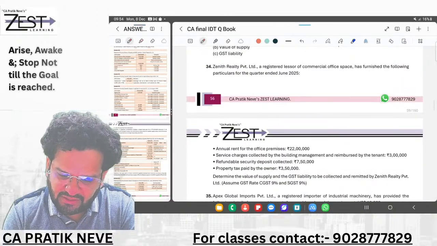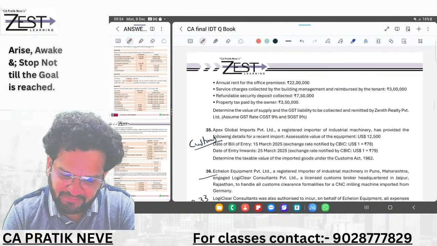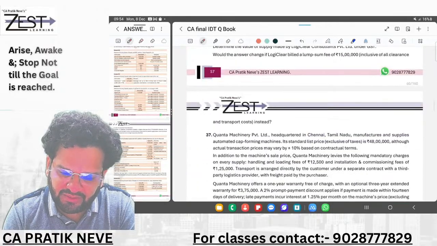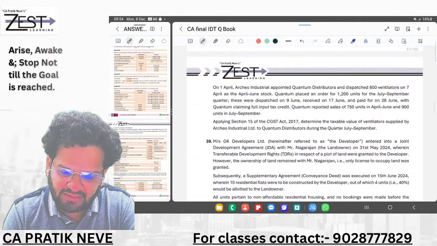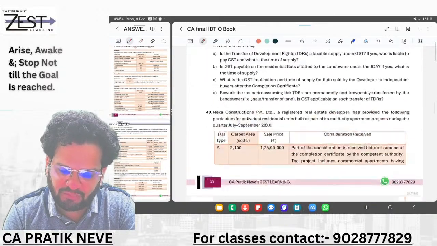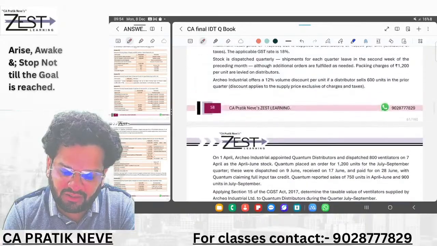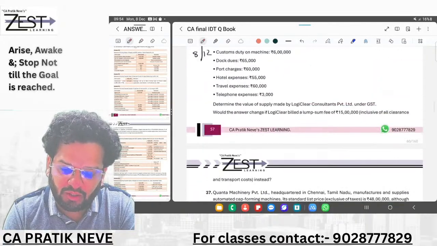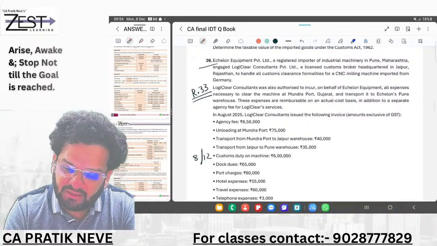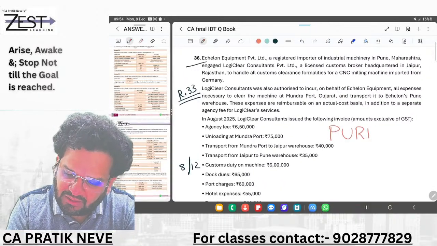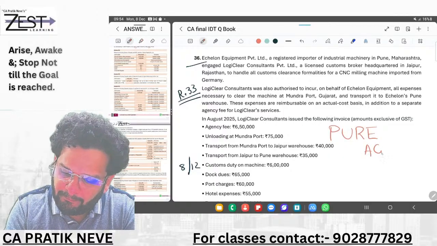Now friends, going ahead, rule 33's last question for value of supply in today's session. Now rule 33, do you know what it is? That rule is very important from exam perspective. That rule is of pure agent.